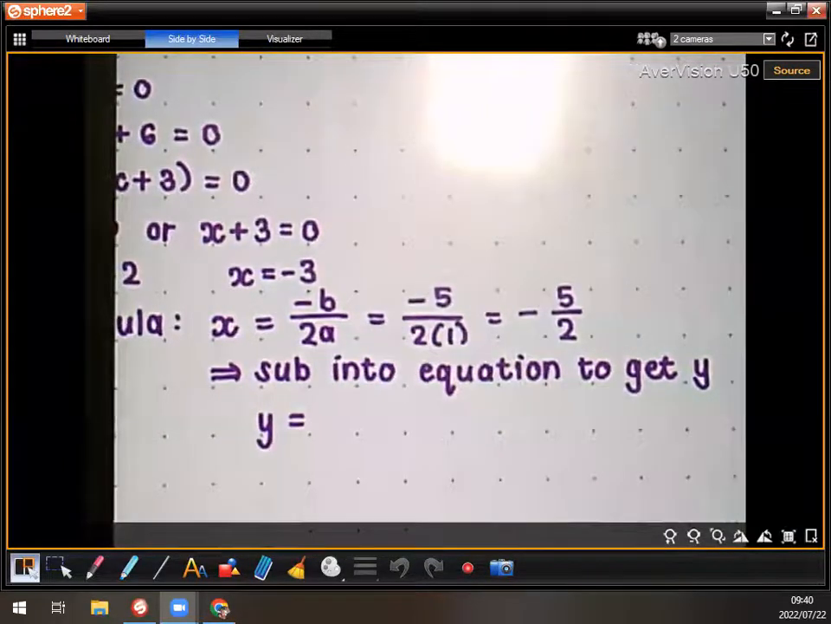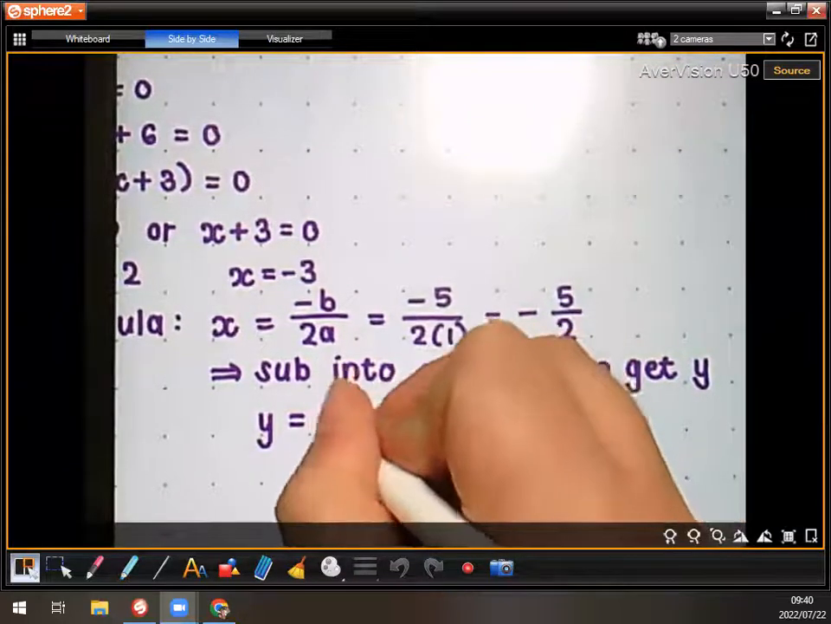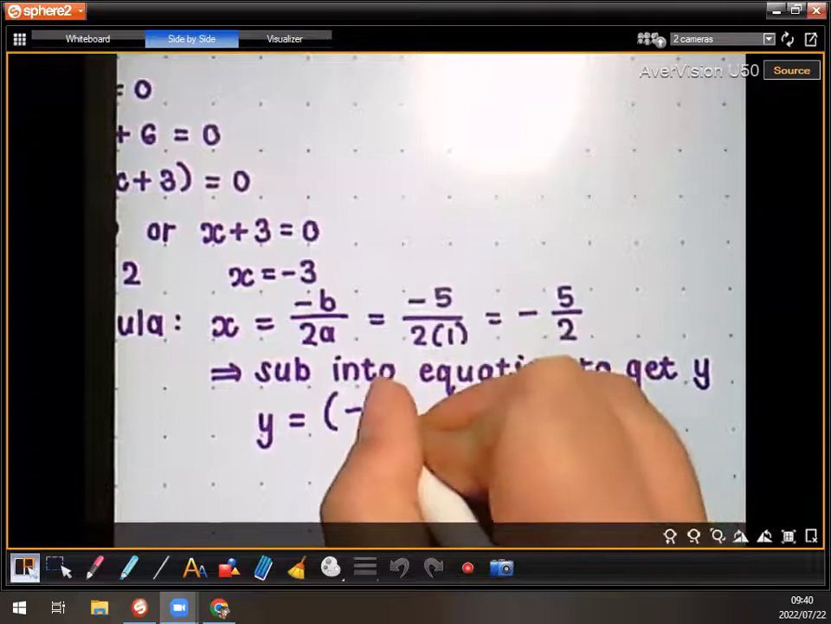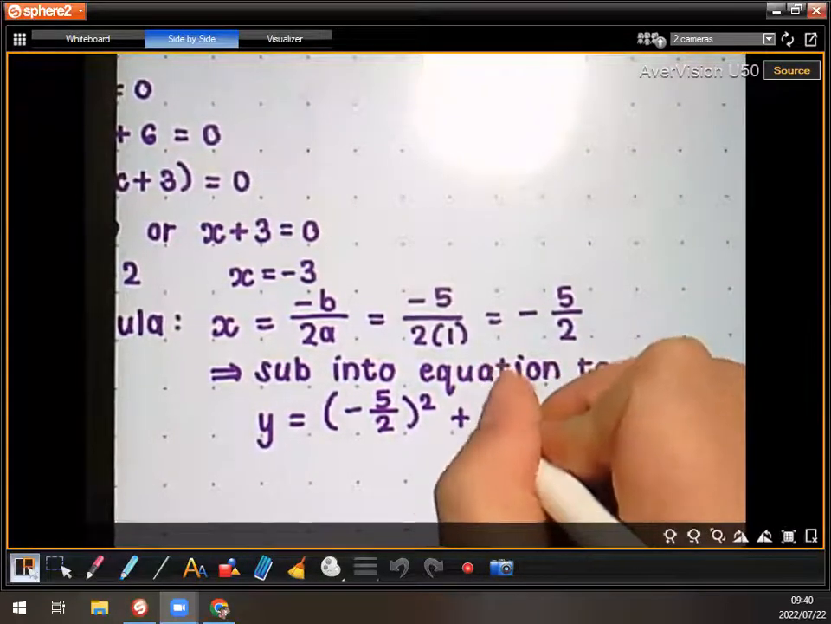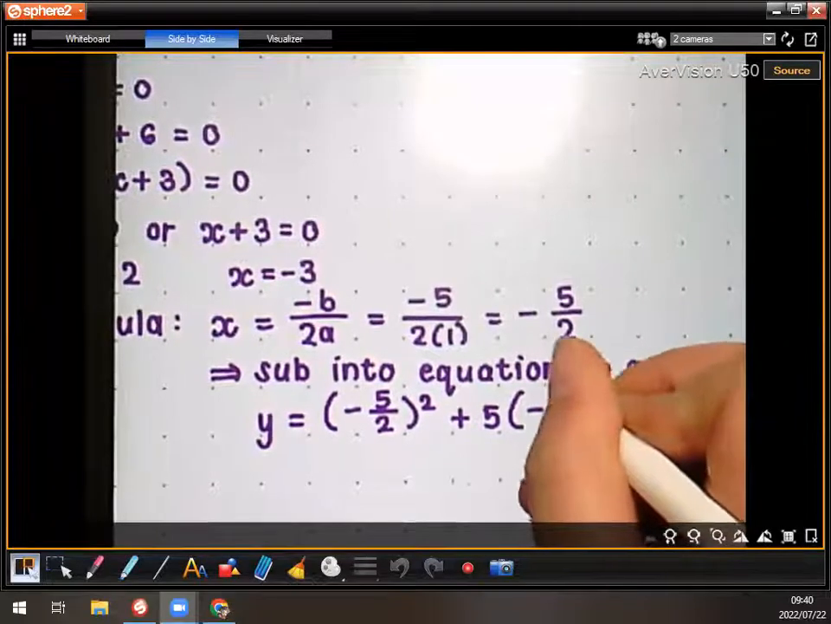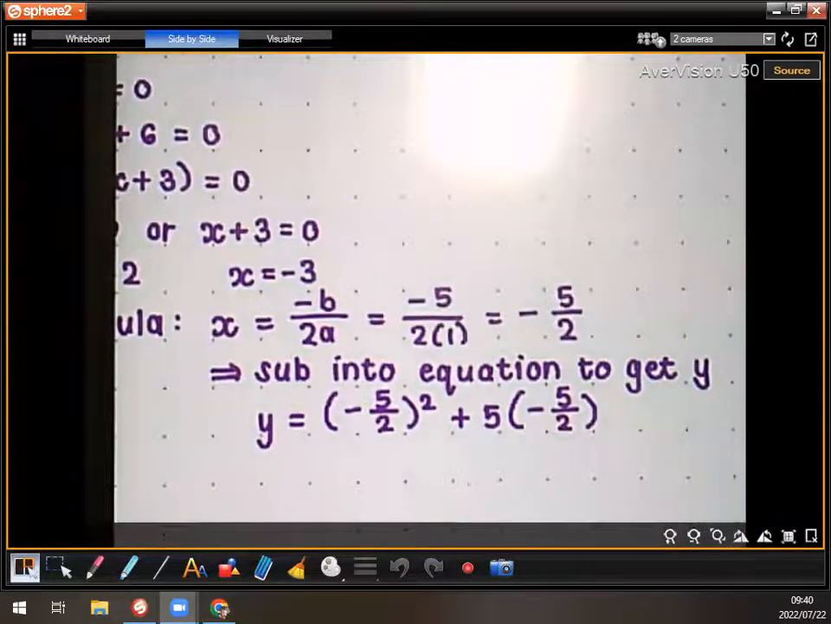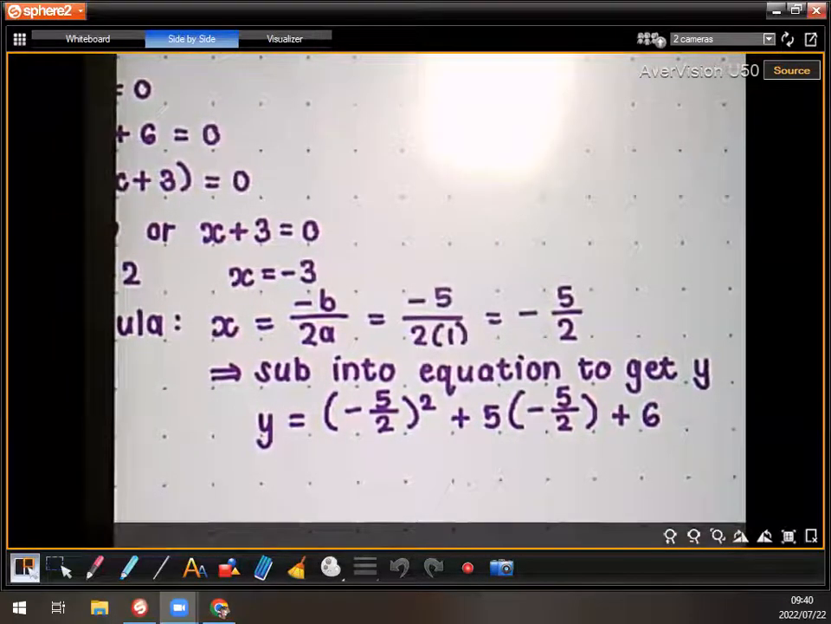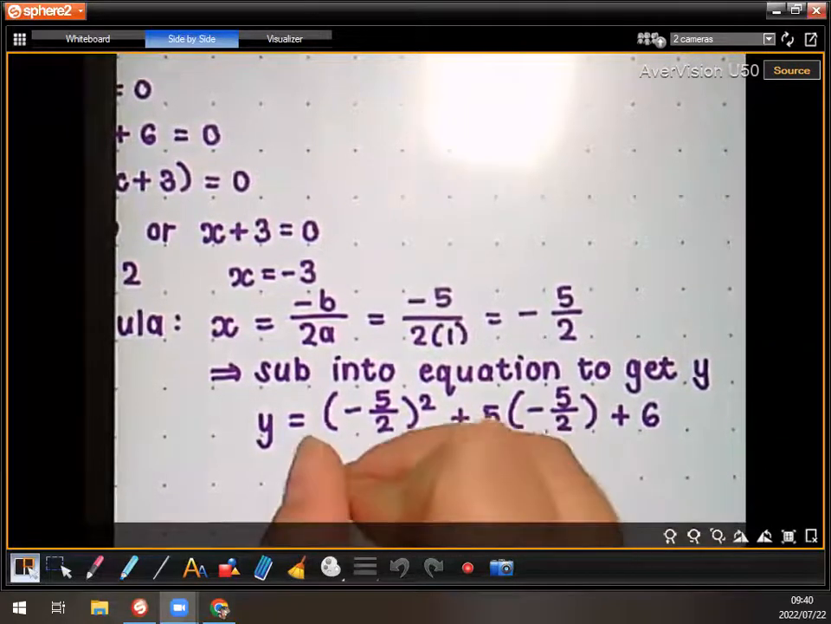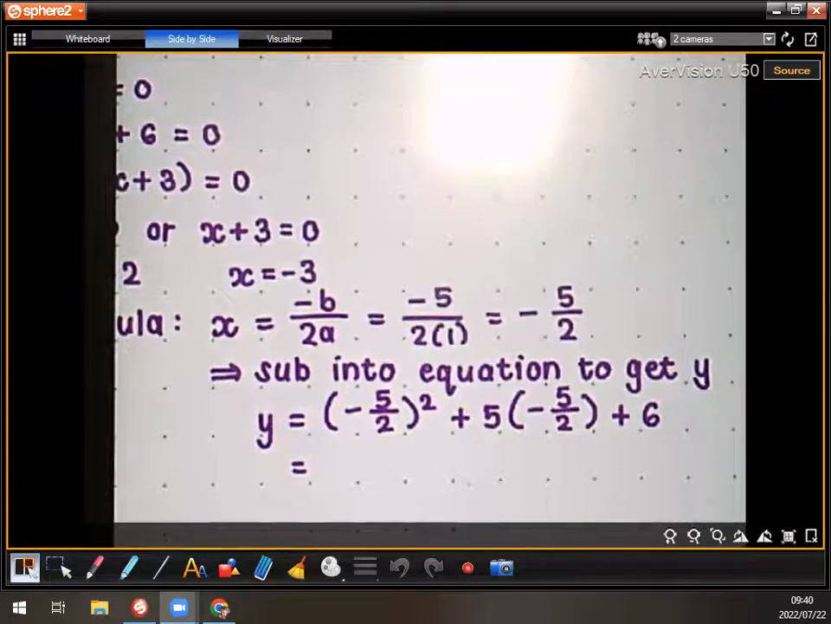So we're going to say y is equal to, and we remember the equation was x squared, so it's now going to be our x value squared, plus 5x, so plus 5 times our x value, and then plus 6. So you take the equation of the graph that they've given you, and you just put in the x value of the turning point where it is.